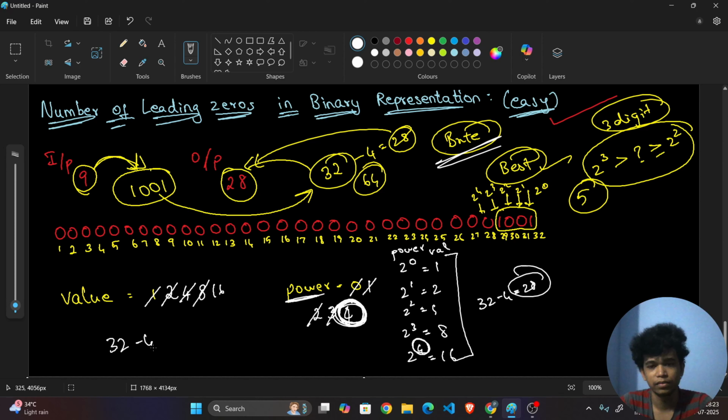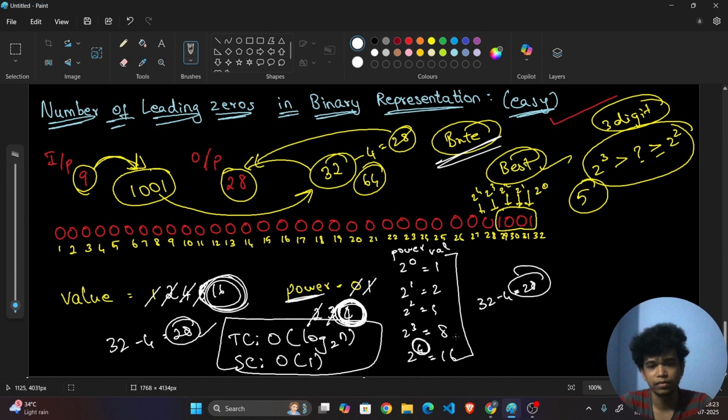So 32 minus 4, which is equal to 28. So 28 will be my answer. Now tell me, what is the time complexity? The time complexity will be O of log n base 2, because we are consecutively dividing, or here multiplying, with 2, right? Now what is the space complexity? It will be O of 1.